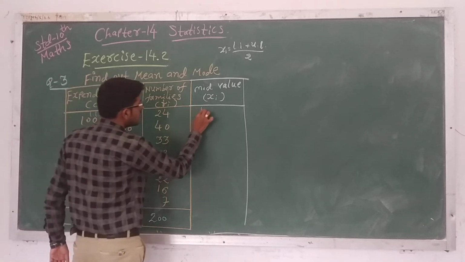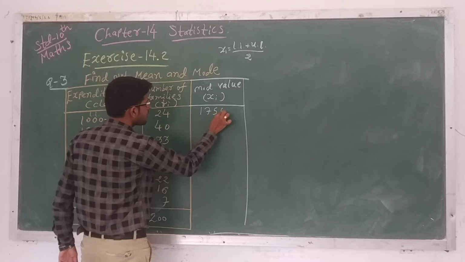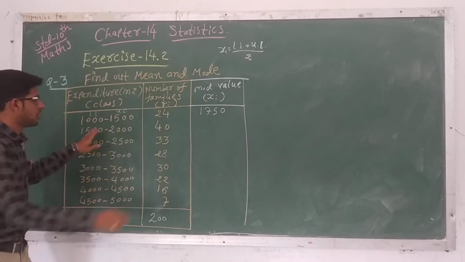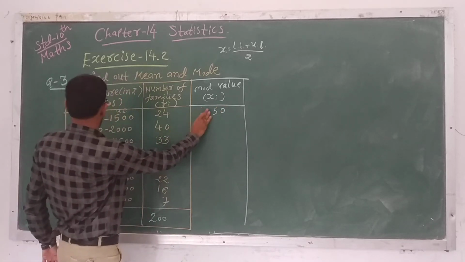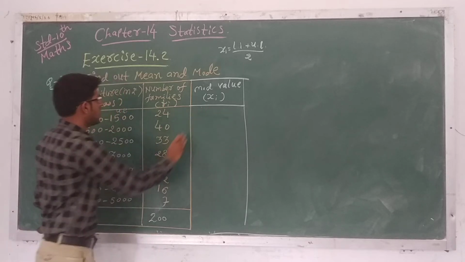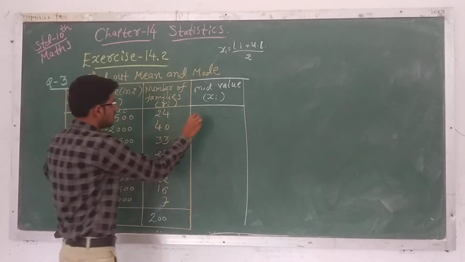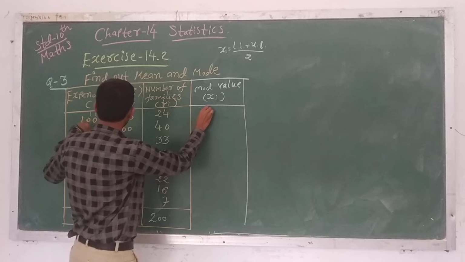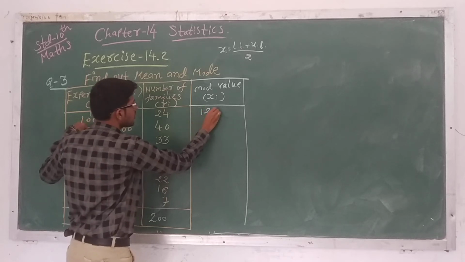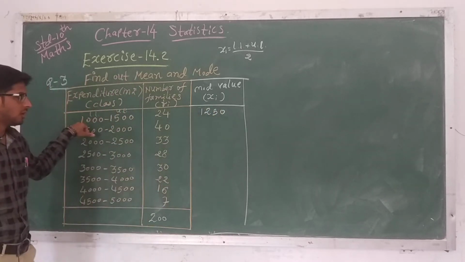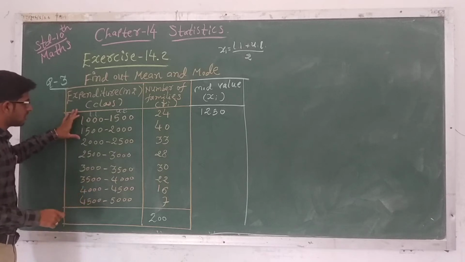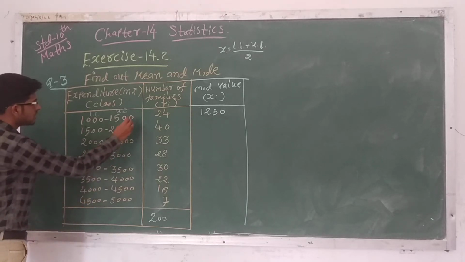Sorry, 1000 plus 1500 divided by 2, so 2500 divided by 2 is 1250. Okay. Now we have to check whether class lengths are same or not.